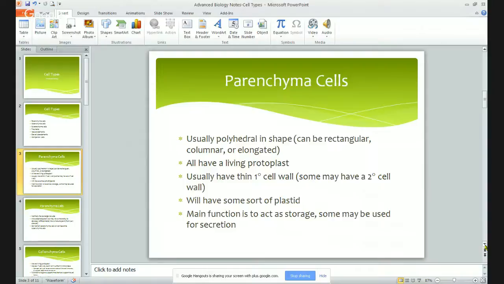Alrighty, so the first one we're going to discuss is the parenchyma cells. These are generally polyhedral in shape. They can be rectangular, kind of more, I would call brick-like, versus columnar, which might be a little bit taller, or elongated, which would be really, really long. Parenchyma cells at maturity are going to have a living protoplast, so they're going to have a nucleus, organelles, all those things. They're still technically living.